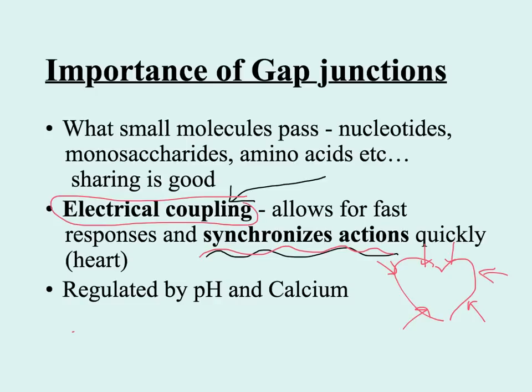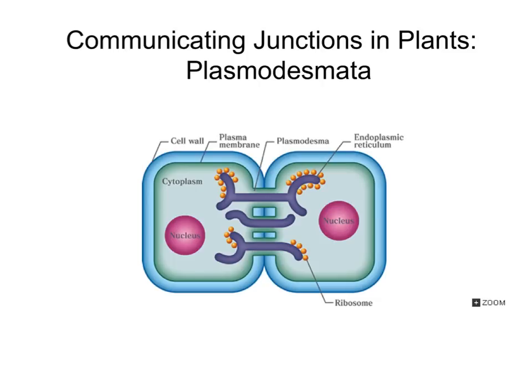All of this is regulated by pH and calcium, and we're not going to talk very much about any of that, but gap junctions are really important for cells that need to function as a unit. That was all you needed to know for gap junctions. Connexins, 4-pass transmembrane proteins, allow for electrical coupling and passage of small molecules. And the communicating junctions in plants are called plasmodesmata. This is the plural.